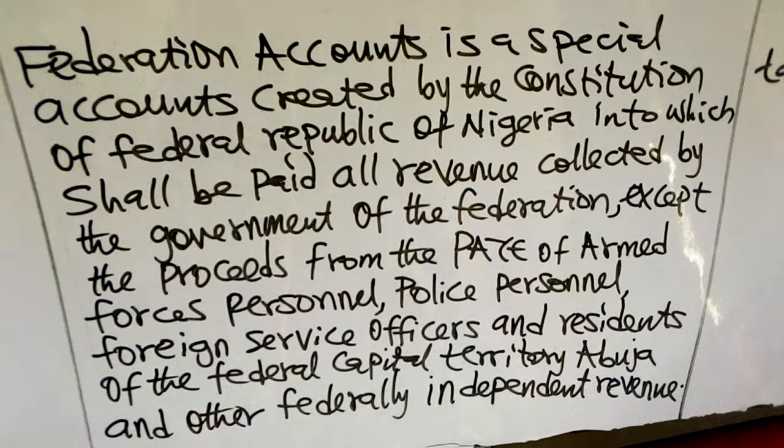That is Federation Accounts. I've told you that Federation Accounts is a special account created by the Constitution of the Federal Republic of Nigeria, into which shall be paid all revenue collected by the government of the Federation, except, I want you to take note, that is, the following revenue will not go into the Federation account. That is what we mean by except. That is, except the proceeds from the payee of armed forces personnel, the payee of police personnel, the pay of foreign service officers, and the pay of residents of the Federal Capital Territory, Abuja, and other federally independent revenue. Those ones will not go into the Federation accounts.